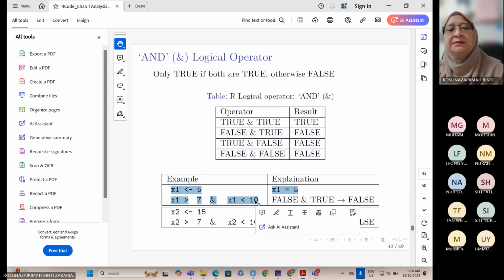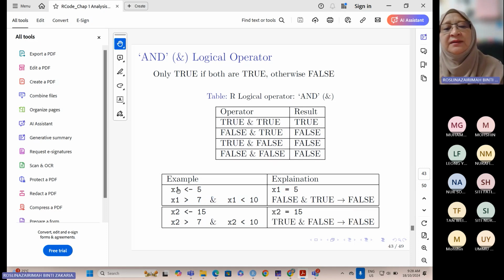Okay, so let's try this one. X1 equal to 5. Does X1 greater than 7? This is false, and X1 less than 10, this is true. False and true become false. For the logical operator AND, if there is a false, it becomes false.